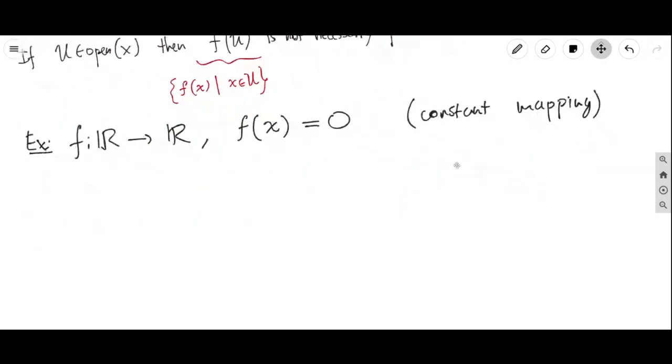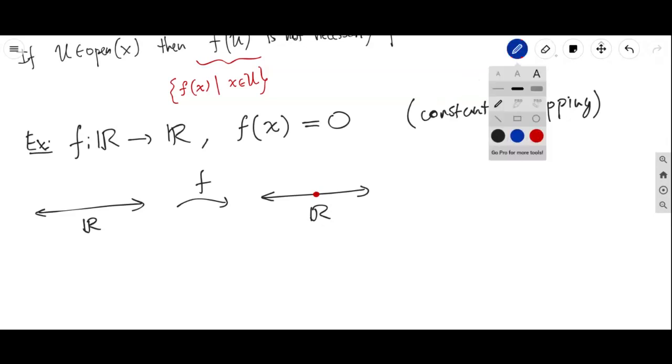It's easy to see that this is continuous. Of course, it's a constant function, and constant functions are continuous. But if you want to see this topologically, here's the way you would see it. I'm going to draw a picture of the real line, and the real line again. Our mapping takes the real line to the real line. Let's draw the origin over here, because everything's being mapped to 0. Now let's find what the inverse image is. For simplicity, let's draw our open set as an open interval. If the open interval does not contain the origin, what is the inverse image? This is U.